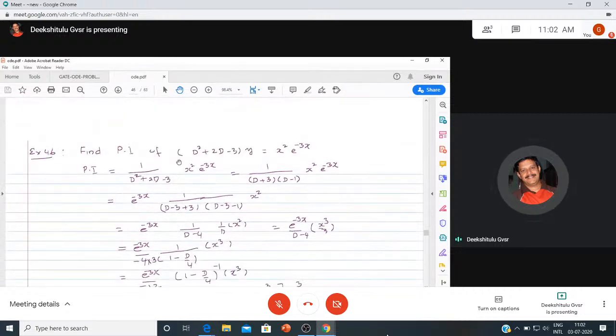In the next problem, the particular integral of d square plus 2d minus 3 operated on y is equal to x square e power minus 3x. For the complementary function, d square plus 2d minus 3, the factors are d plus 3 into d minus 1. So m is equal to minus 3 and m is equal to 1. So c1 e power minus 3x plus c2 e power x will be the complementary function for this problem. If you are asked to find the complete solution, you need to calculate the complementary function also.